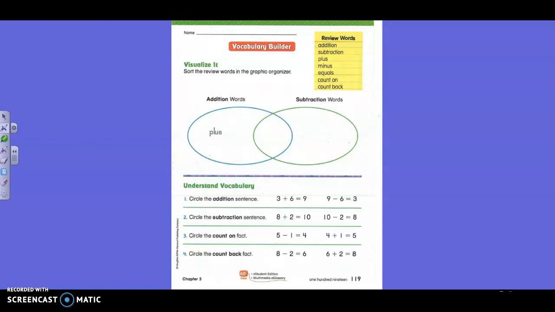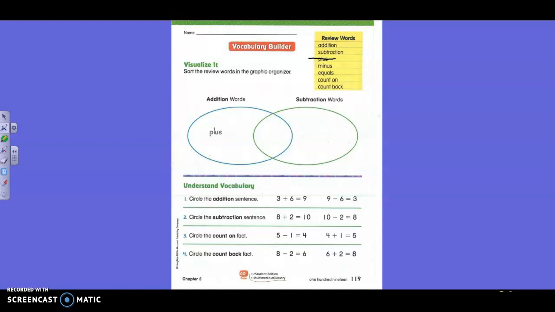So, we have addition words and subtraction words. This had the word plus. Plus means addition. Cross that one out. It's already been used. Okay. Then there are some words that will go in the middle that you would use with both.